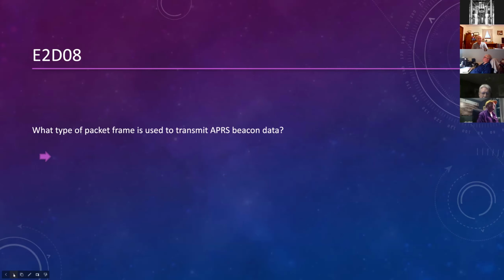What type of packet frame is used to transmit APRS beacon data? Unnumbered information. I don't have anything for that. What type of modulation is used for JT65 contacts? Multi-tone AFSK.